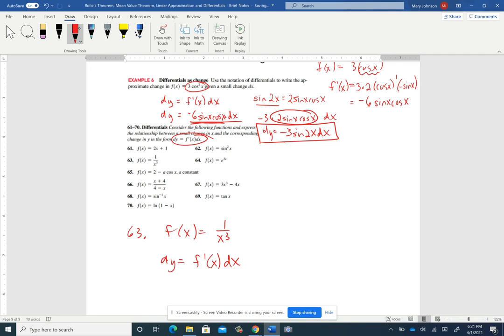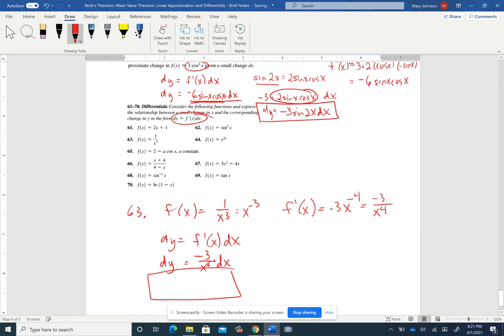So I'm going to do f prime of x, and when I do, I like to think of that as x to the negative 3. It makes it a little easier. So it's negative 3x subtract 1 would give you negative 4. So it's negative 3 over x to the 4th. So when I use the formula, that goes there. We keep the dx on it, and that's dy. That's expressing the change in y in terms of that small change in x, and that would be your final answer.